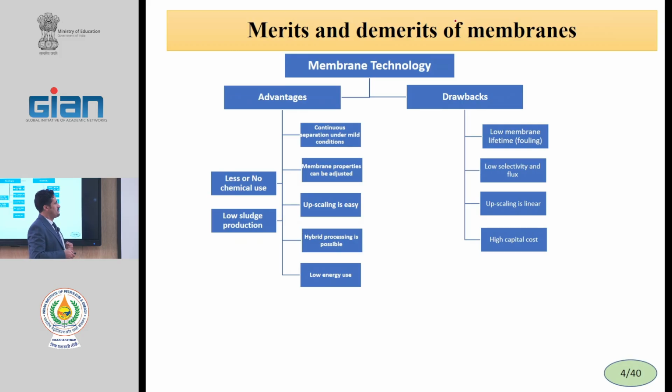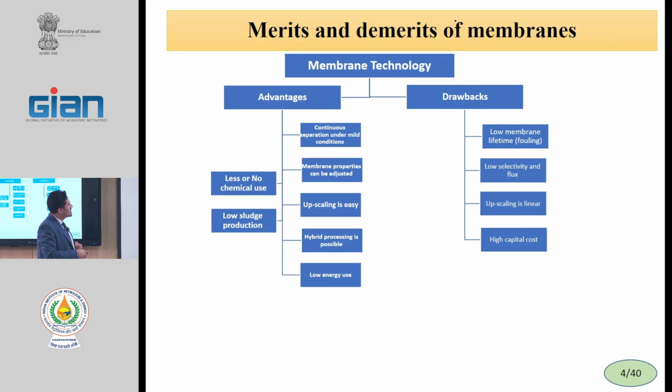The second problem in membranes is low selectivity and flux. As I say, the separation of membrane usually is not complete, and we have 90% rejection, but some processes, for example, distillation, usually have complete separation. And we try to increase the selectivity and the rejection of the membranes.